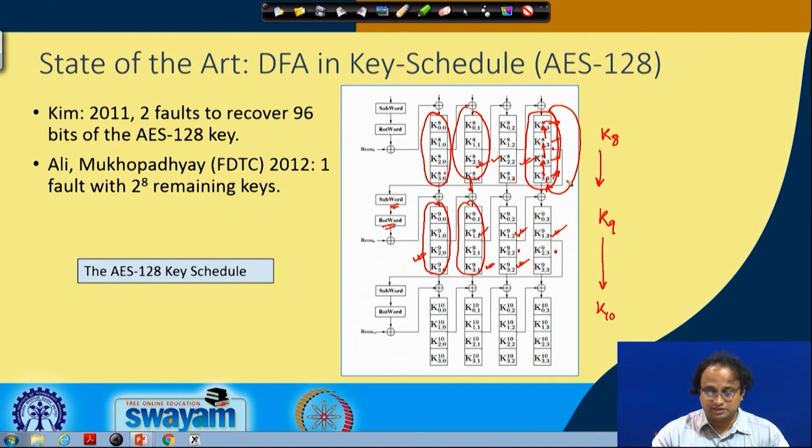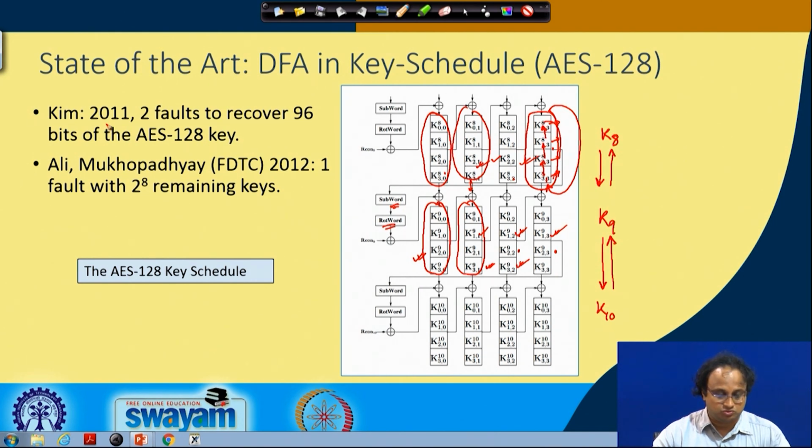So, therefore, this is a reversible process, and from K9 I can obtain K8, and likewise from K10 I can obtain K9. And that is something that implicitly we have been assuming all through. Now we will be talking about what we can do.